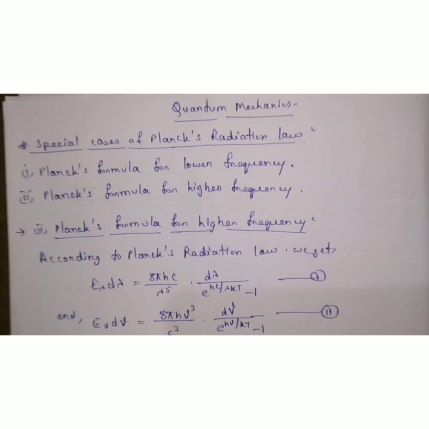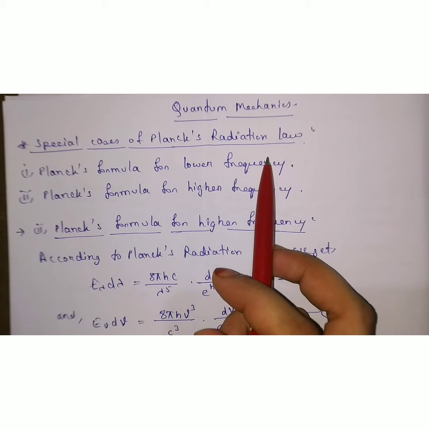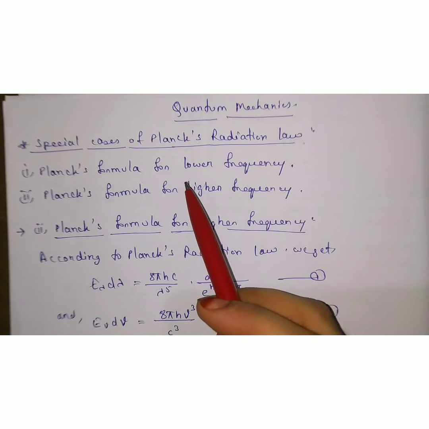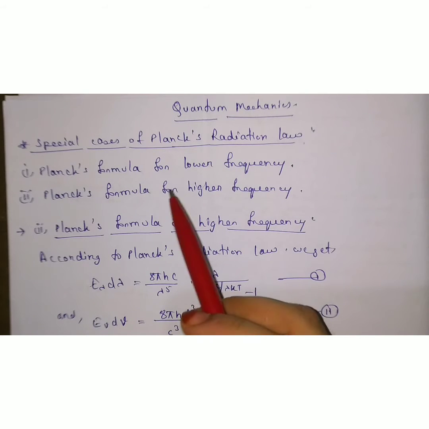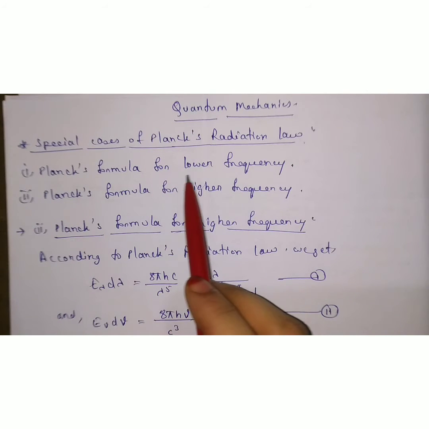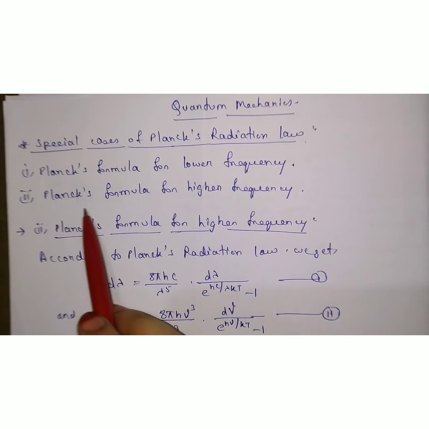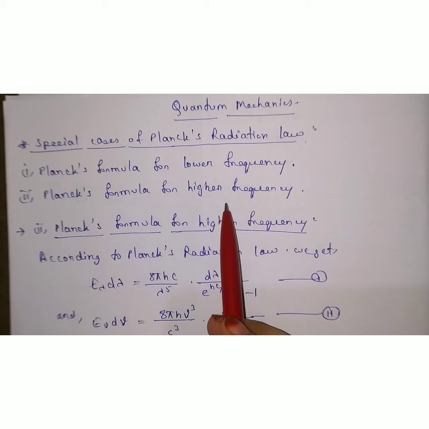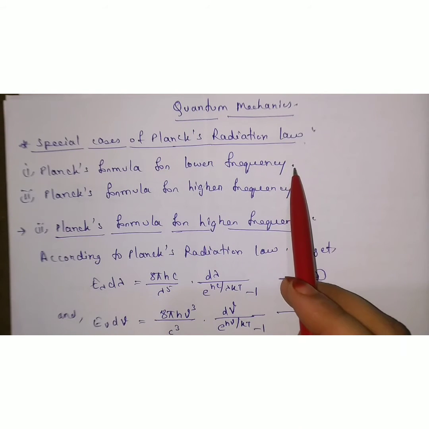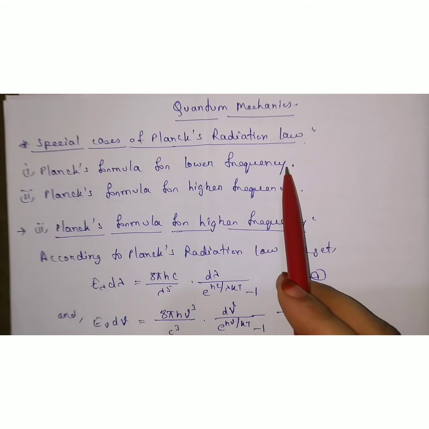Today I am going to discuss a quantum mechanics topic, special cases of Planck's radiation law. There are two special cases of Planck's radiation law. The first case is Planck's formula for lower frequency and the other one is Planck's formula for higher frequency. I have already discussed the first case, which is Planck's formula for lower frequency.